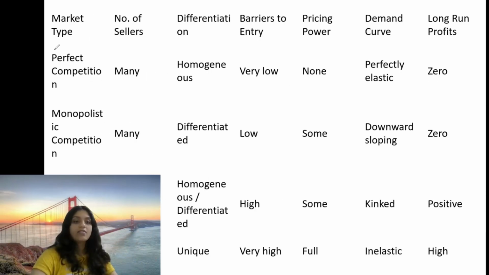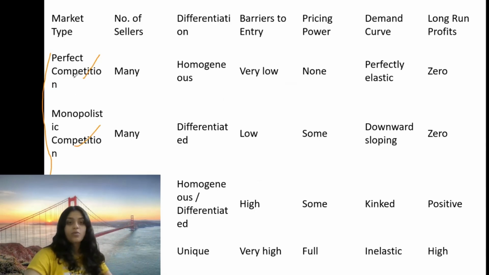So next we have four types of market structures. First is perfect competition, second is monopolistic competition, third is oligopoly, and fourth is monopoly. Let's start with perfect competition.